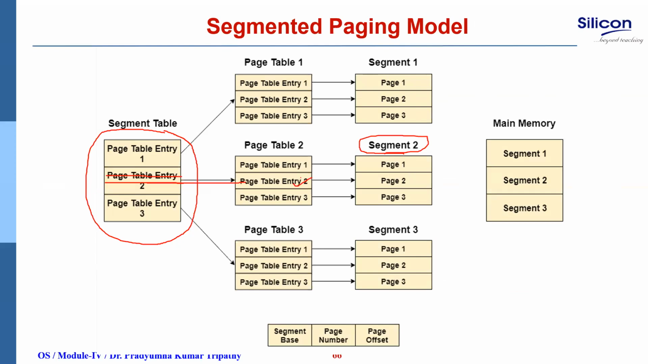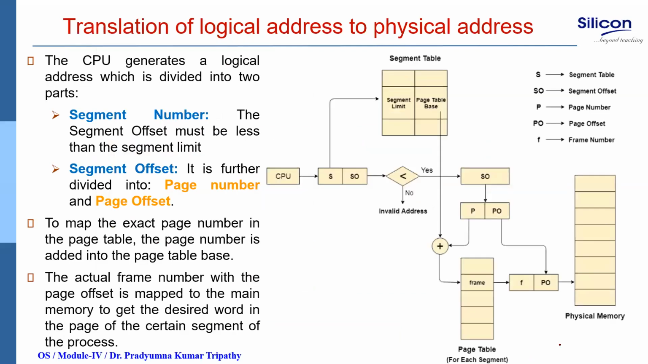Is it understood? Segmentation with paging, is that understood? We divide the program into segments. Each segment is divided into pages, and from these we use the displacement and get the memory address.